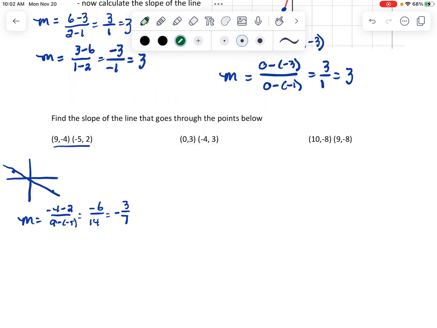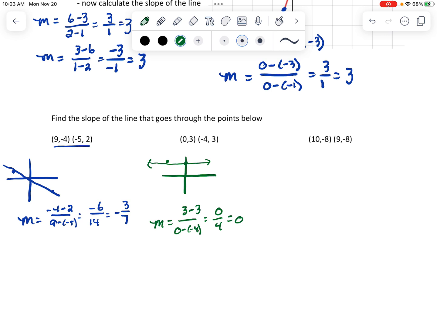How about the slope that goes from 0, 3 to negative 4, 3? Can you guess that slope before we calculate it? It's a horizontal line. So it should have a slope of 0. 3 minus 3 over 0 minus a negative 4, 0 over 4, which is 0.